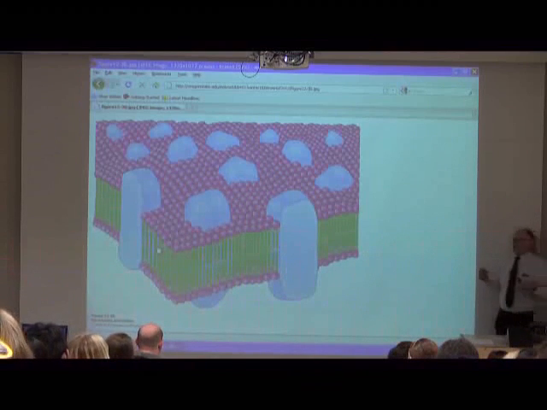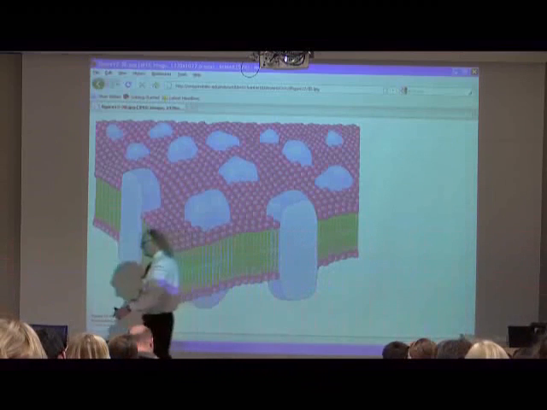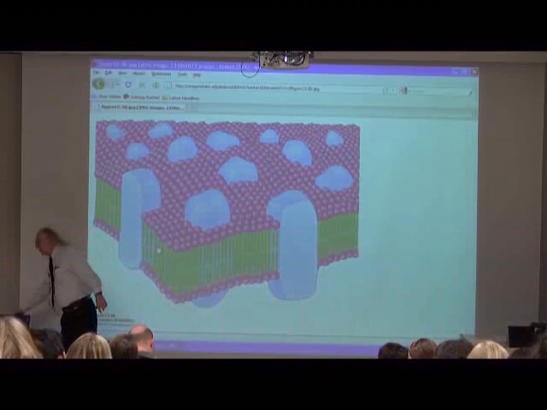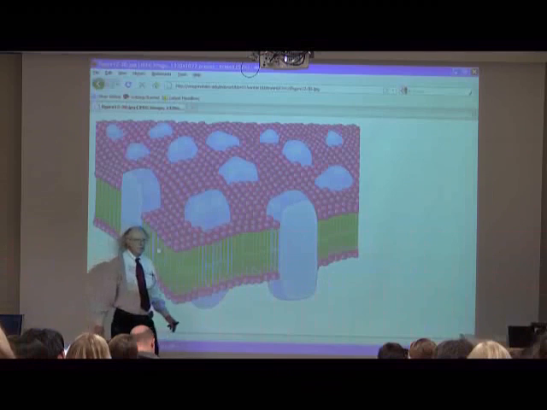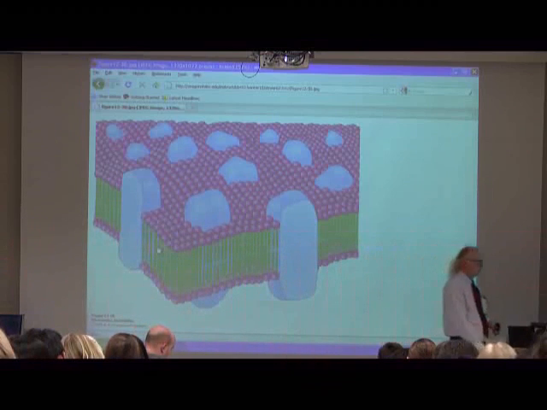All right, so what I'm going to show you is something called the fluid mosaic model. And I throw it out to you not because there's anything, I think, great or complicated about it, but it's something that you'll hear to describe biological membranes, and so you should be familiar with the terminology.